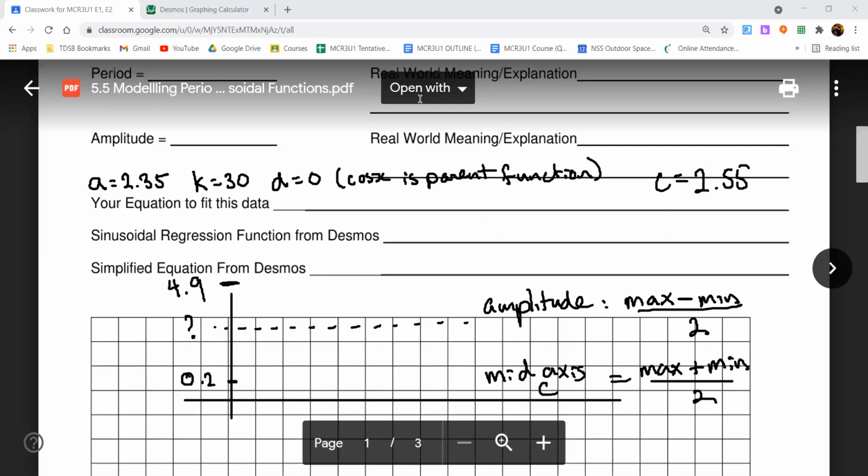Final take. If I use cosine, my equation that fits this data would be amplitude of 2.35 cos, square brackets, k is 30 x, there is no d, so I can leave that alone, plus 2.55. If you decided to use sine, there's definitely going to be some kind of phase shift. And I'll let you figure that out because we've done a lot of practice with that.